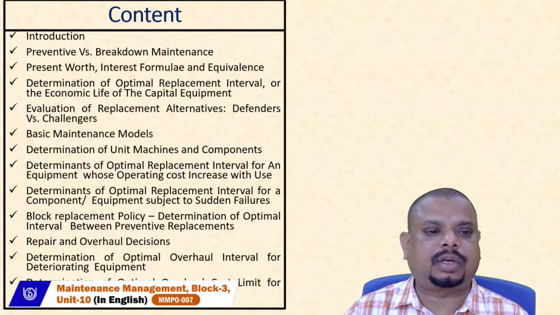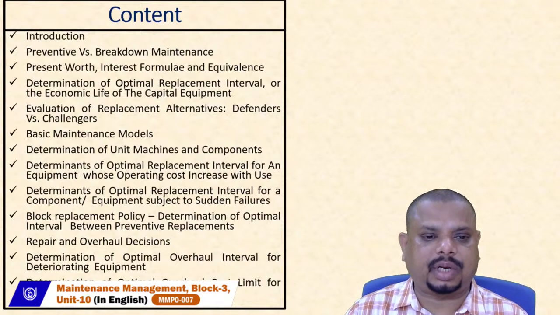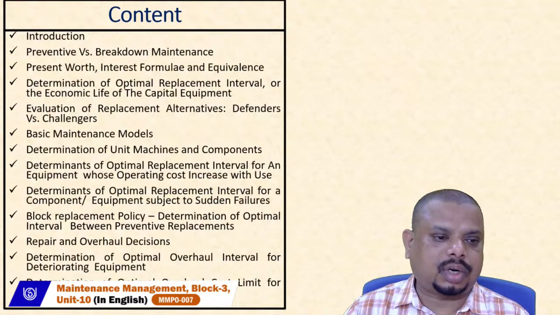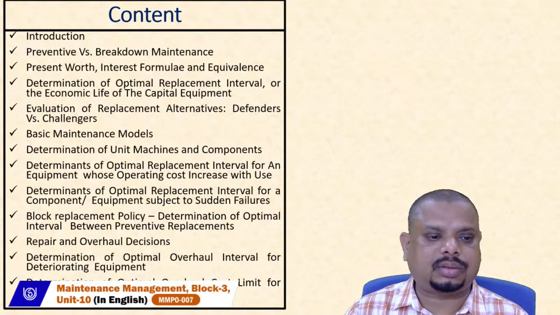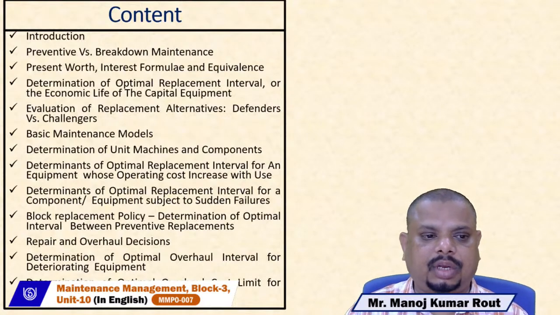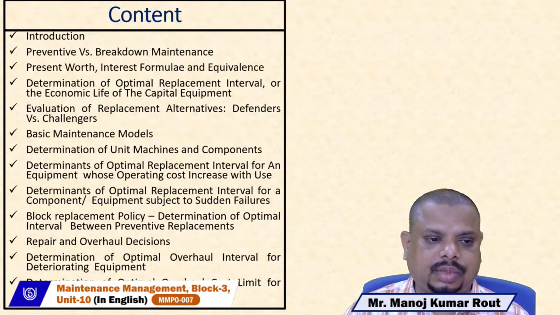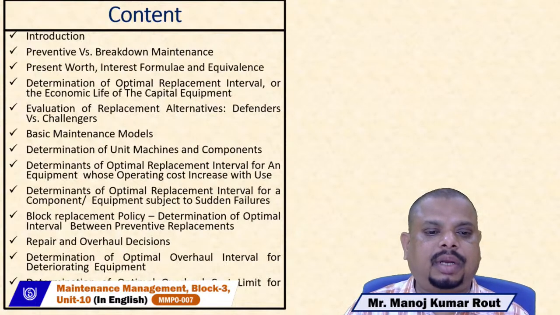The next one is the determination of optimal replacement intervals or economic life of capital equipment. The next content is evaluation of replacement alternatives, defender versus challengers. Then we have to understand the basics of maintenance models. Then go for determination of unit, machines and components with respect to mathematical models in case of maintenance models. Then the determination of the optimal replacement interval for equipment whose operating cost increases with use.